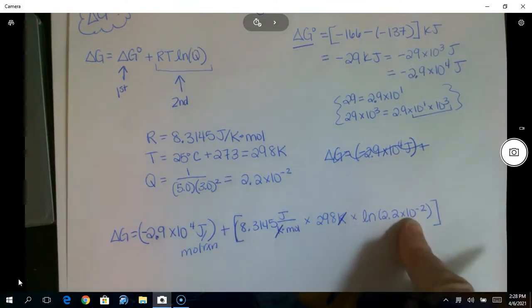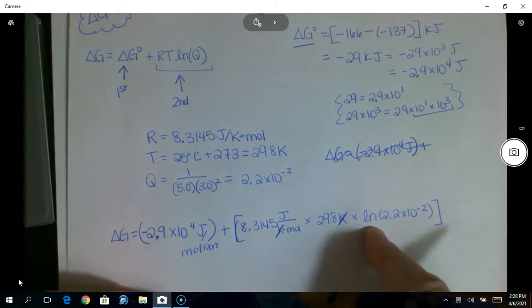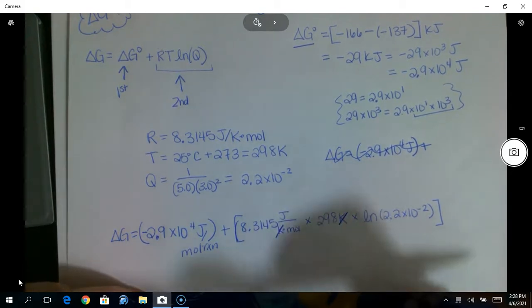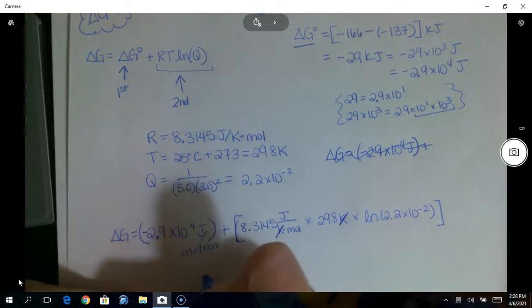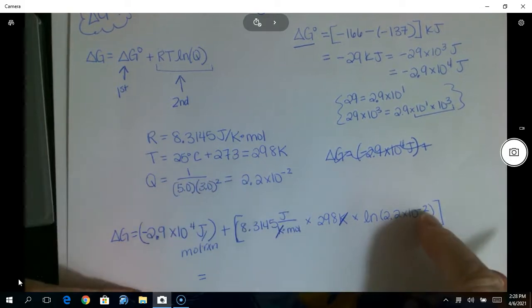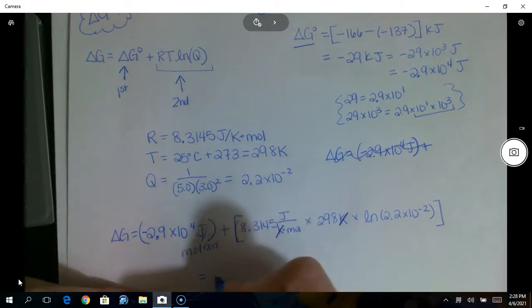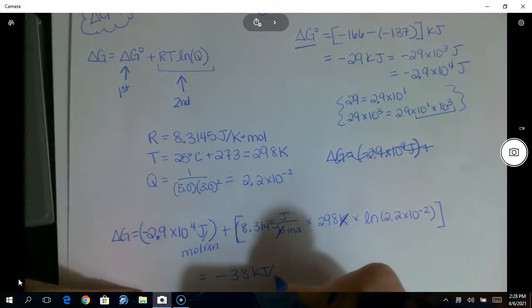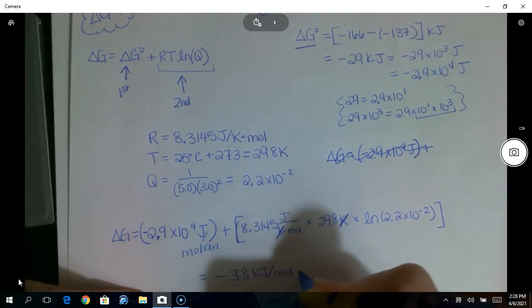I have to do this in the calculator, so natural log of 2.2 times 10 to the negative second. You would not be expected to do this in your head. This would be a free response, if anything. So you can plug all of this into your calculator. And then this is going to get you negative 38 kilojoules per mole per reaction.